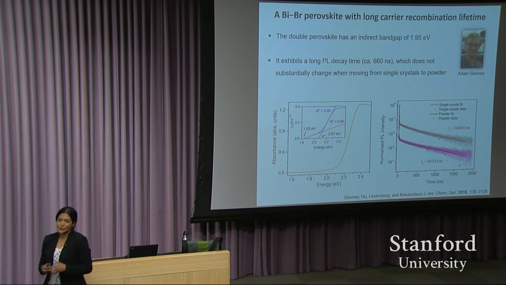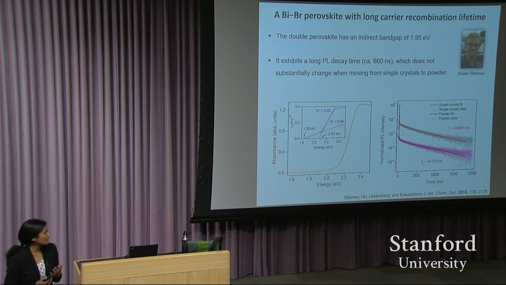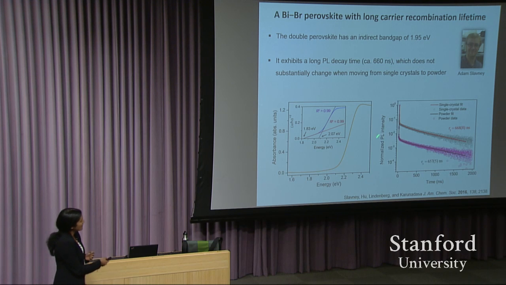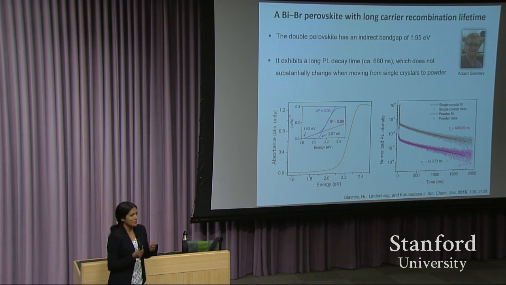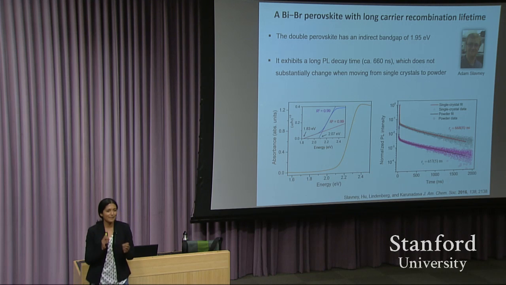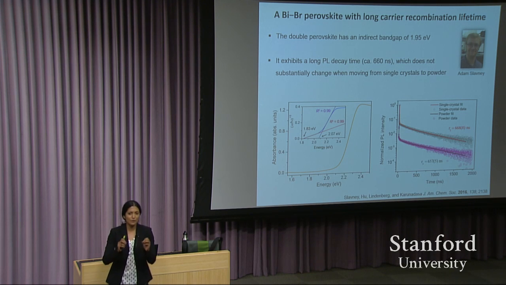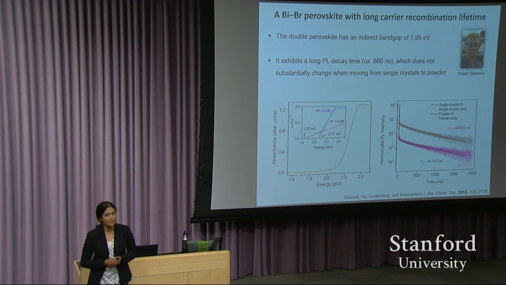We still need to do a lot more work to really figure out the origins of this fast decay and slow decay, but this is very promising because it tells us that there is this very slow recombination process, meaning that carriers can hang around for long enough and navigate through that thicker absorber layer that is required for this material to generate photocurrent in a solar cell.